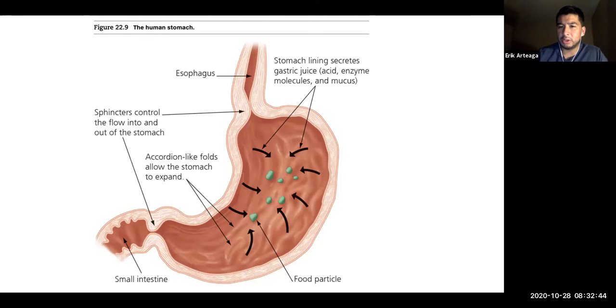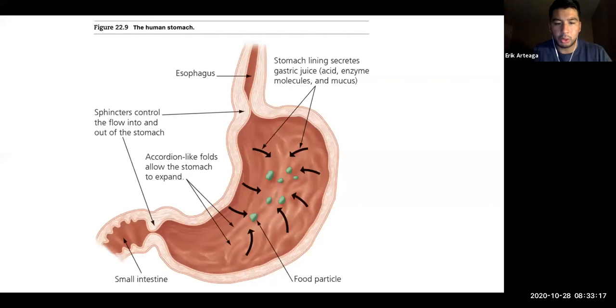So the stomach lining secretes juices, acid, enzyme molecules, and mucus. And the mucus is very important, right? The mucus helps prevent the acid from actually chewing or eating away at the stomach lining, all right? And this is how ulcers form. Okay, so if you didn't have the mucus, those digestive enzymes and that acid would definitely cause some issues for that individual, all right? The sphincters are controlling the flow back of food or the inappropriate flow down of acid or food to the small intestine, right?